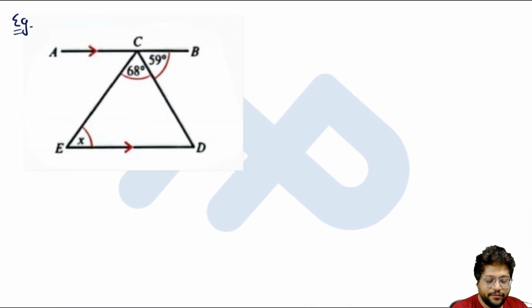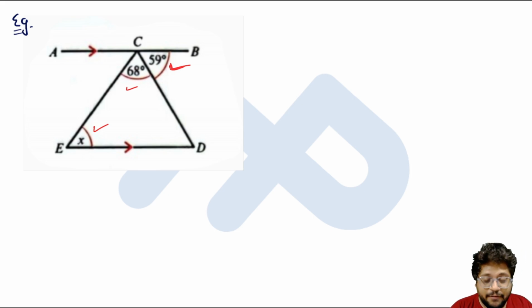Here I want to find the value of x. For that, what I'll do, this is not, by the way, exterior angle property, so don't use it like this. 59 is equal to 68 plus x. It doesn't make any sense. 59 cannot be equal to 68 plus x. In that case, x will be negative, and any angle we cannot write as negative.